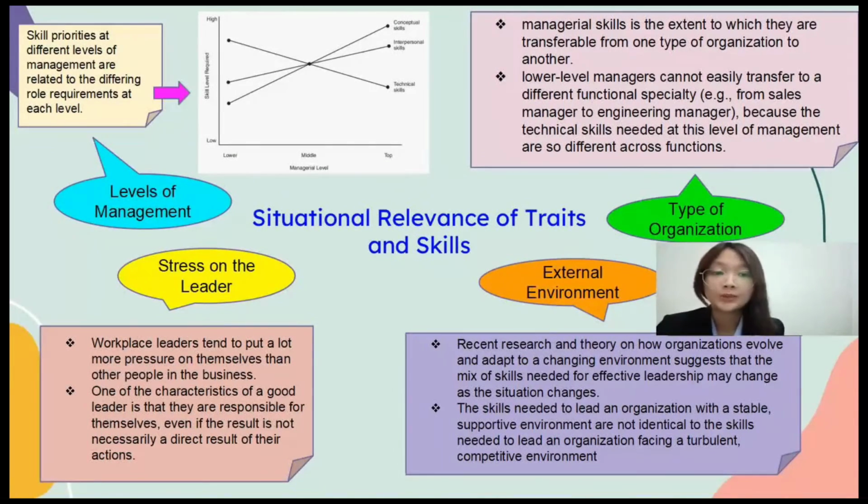Next, stress on the leader. Workplace leaders tend to put a lot more pressure on themselves than other people in the business. One of the characteristics of a good leader is that they take responsibility for themselves, even if the problem is not necessarily a direct result of their actions. Lastly, external environment. Research and theory on how organizations evolve and adapt to a changing environment suggest that the mix of skills needed for effective leadership changes as the situation changes. The skills needed to lead an organization with a stable, supporting environment are not identical to the skills needed to lead an organization facing a turbulent competitive environment.